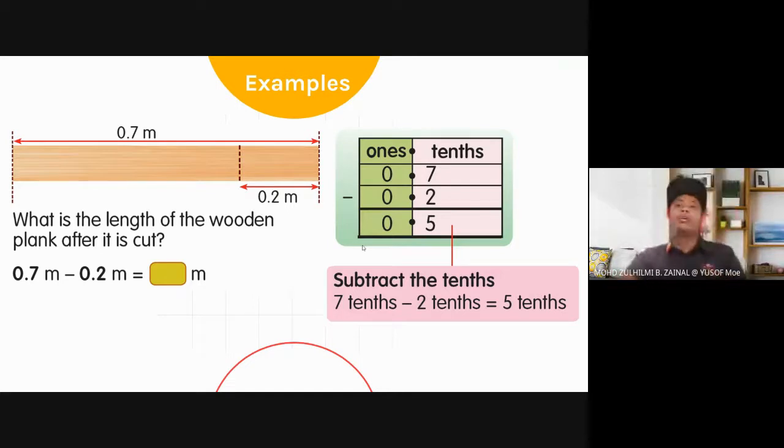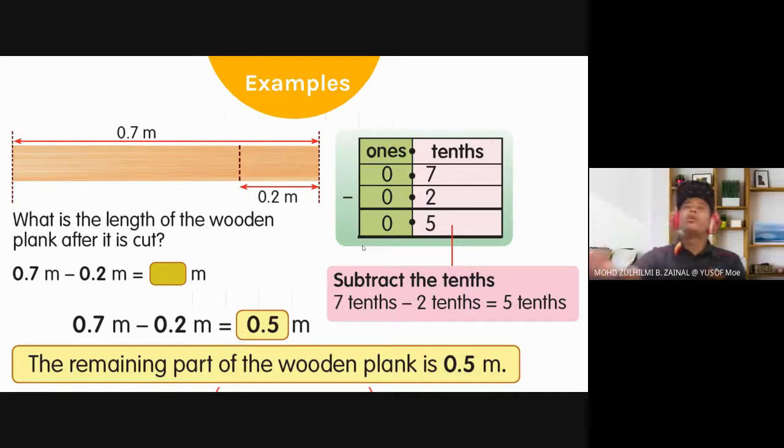Senang. Tolak dulu yang last digit. So remember the bigger number should be on top. 0.7 minus 0.2, you just minus 7 minus 2 equals to 5. Then your answer should be 0.5. So the answer should be the remaining part of the wooden plank is 0.5 meter. Don't forget the unit. Kalau soalan tu ada unit, make sure to write down the units. Kalau tak ada, it's okay to not write the unit. Kalau ada, make sure to write down.